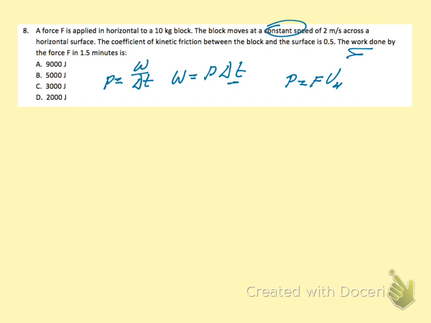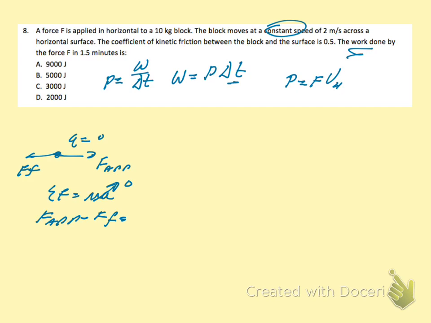But what we do know is that we have an object with an applied force going one direction, and we have a frictional force going in the opposite direction, and acceleration equals 0. So if we sum up the forces in the direction of its movement, no acceleration, that equals 0. We have force applied minus force of friction equals 0. Force applied equals force of friction, which equals mu k mg.